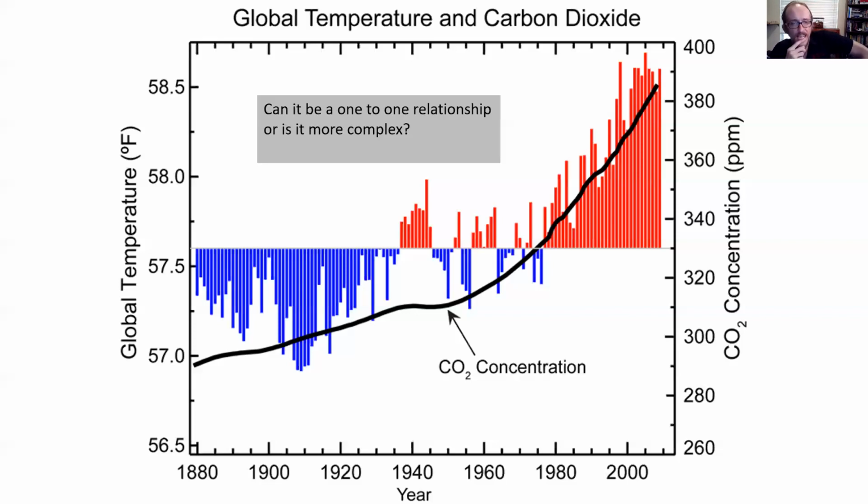Look at carbon dioxide. It doesn't seem to follow the temperature perfectly. You see that? In this region here, we have a general increasing black line, but the data is highly variable. But then as we get into the red on the right-hand side, now they seem to line up. It isn't a one-to-one relationship, it is complex.